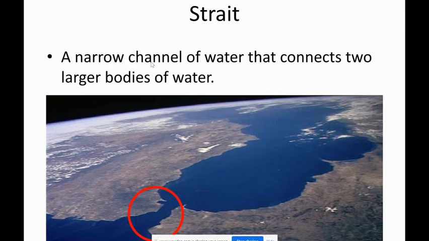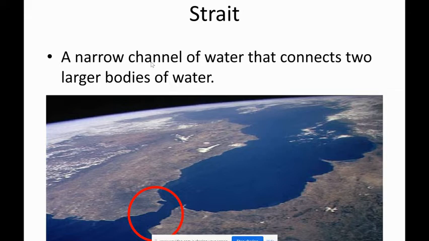Okay, the water version of an isthmus would be something called a strait. So here you're looking at the example of the Strait of Gibraltar. And the Strait of Gibraltar is spanning between Europe and North Africa. So you can see where the red circle is, the left side of the picture is Spain, and then the right side of the picture is North Africa.